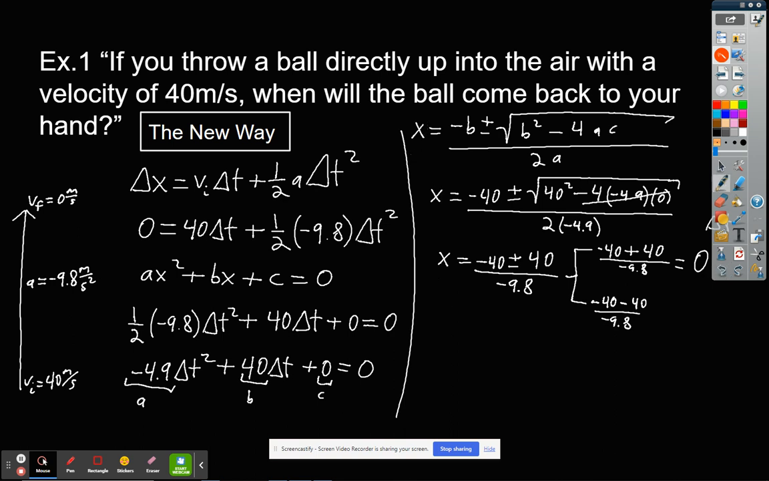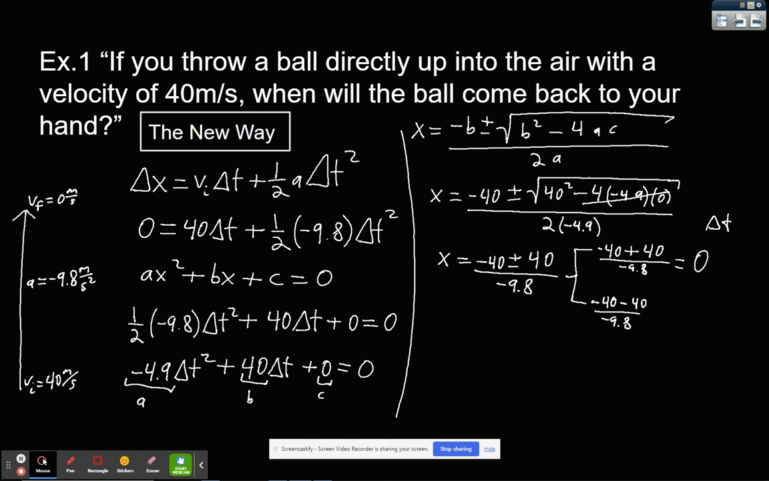There we go. Back over here. So one of our potential answers is 0 seconds. Our other potential answer, what does this come out to be? Comes out to be 8.16 seconds. Just like in math, these aren't two potential answers. That was actually bad wording. These are the two answers.